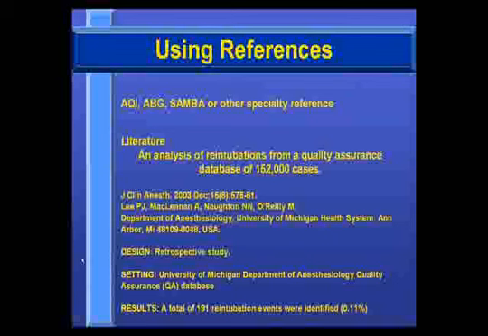Whenever we do a retrospective review like that, we like to compare it to the literature to see if there's any additional guidance, one, to tell us why this might be happening, or two, to tell us are we even in the range of concern. Hopefully in the future we'll have registries that we can use to compare ourselves to, such as AQI, ABG, SAMBA, and there are other specialty groups that are developing registries that we can all participate in.